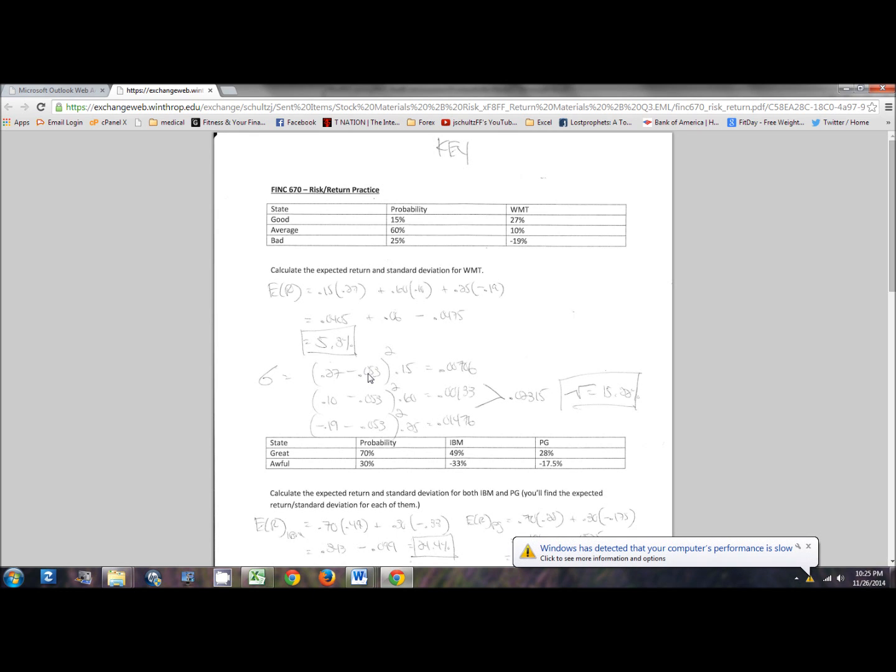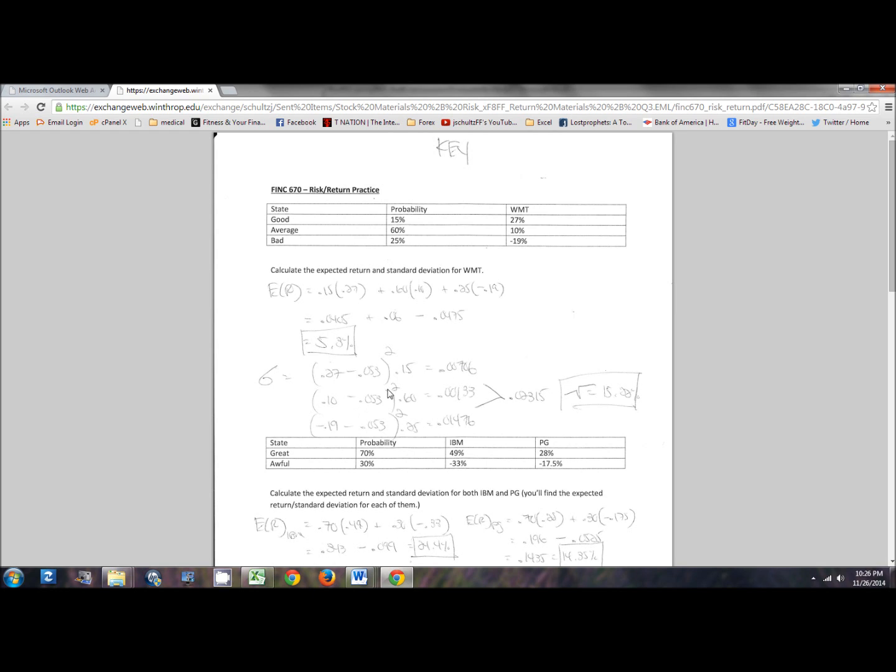So if you remember, what did I say? For each state, what do you need to do? You need to find the deviation from the mean, then you need to square it, then you need to multiply by the probability. Here's the deviation from the mean for the first state. I square that, I weight that by the probability, I get 0.00706.